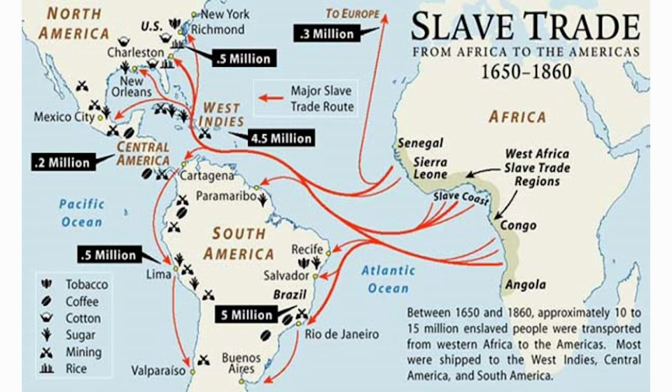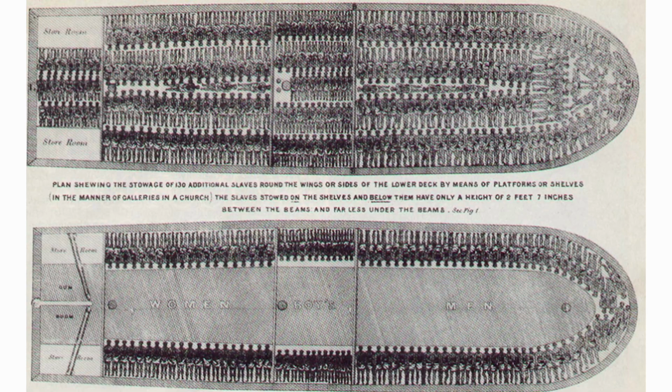If we look at this map, we can see slave trade from Africa to the Americas over about 200 years. You can see that the majority of slaves really went to South America, Brazil, and the West Indies. But we still saw a very large number of slaves coming to North America.